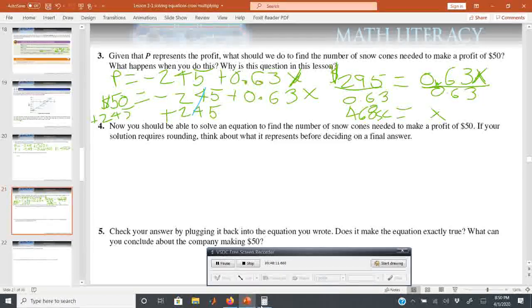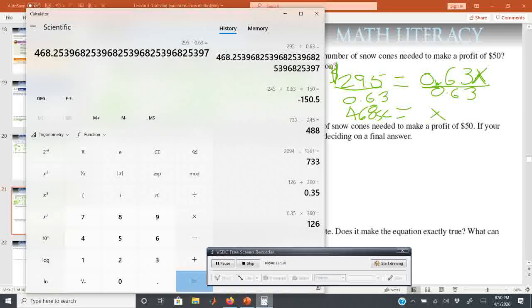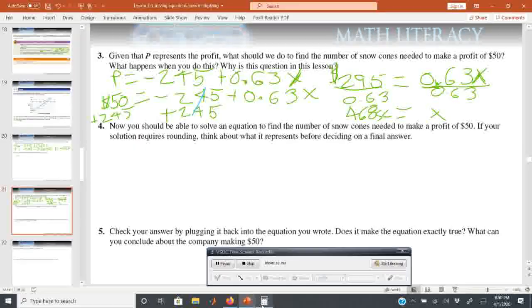Then why is this question in this lesson? Well, if you do that, you notice you have the x. So in question 4, you actually solve it. You'll notice my solution required rounding. Why did I say 468 snow cones instead of 468.3? That's really what they're asking about here. Well, obviously you can't sell 0.3 snow cones. Restart the video once you've looked at question 5.